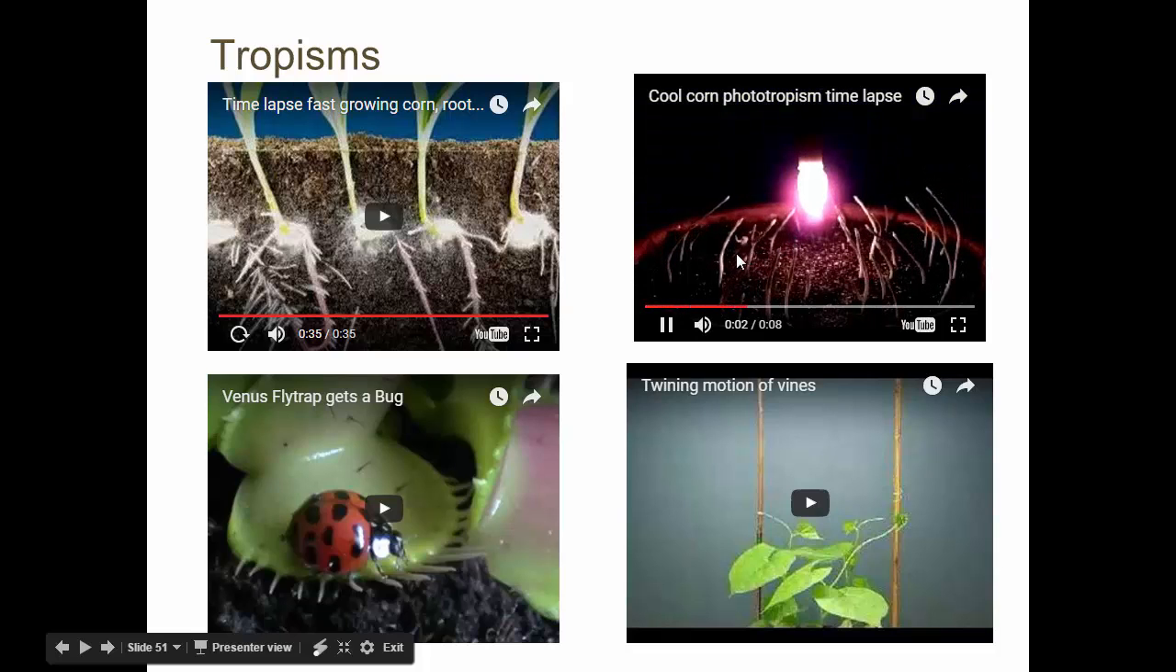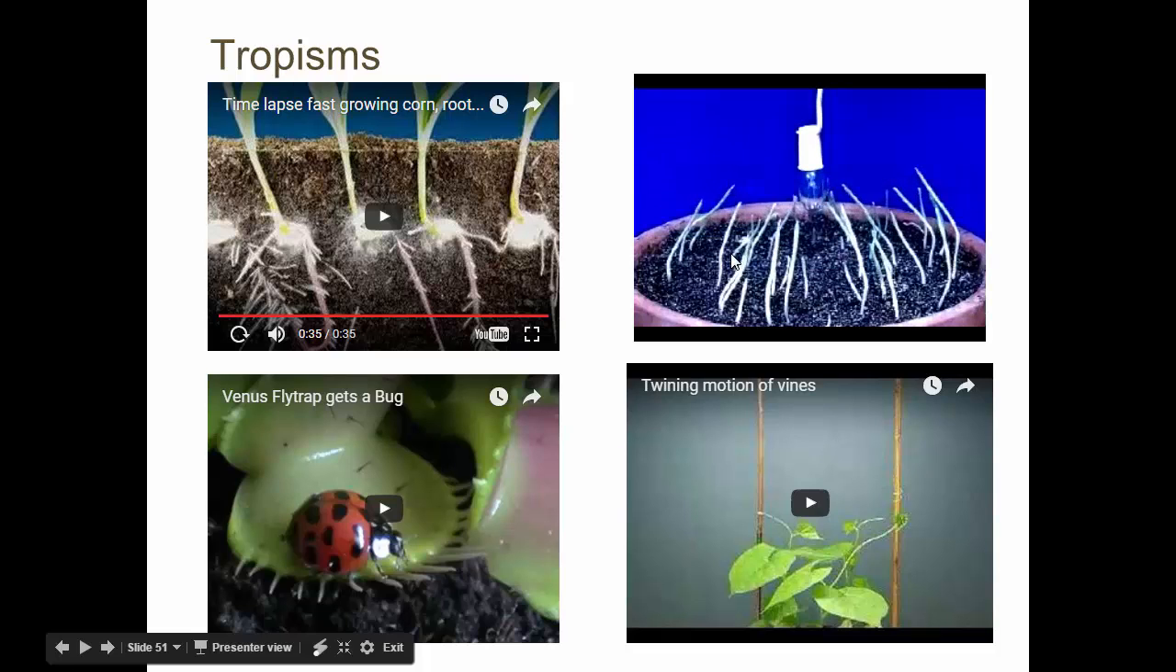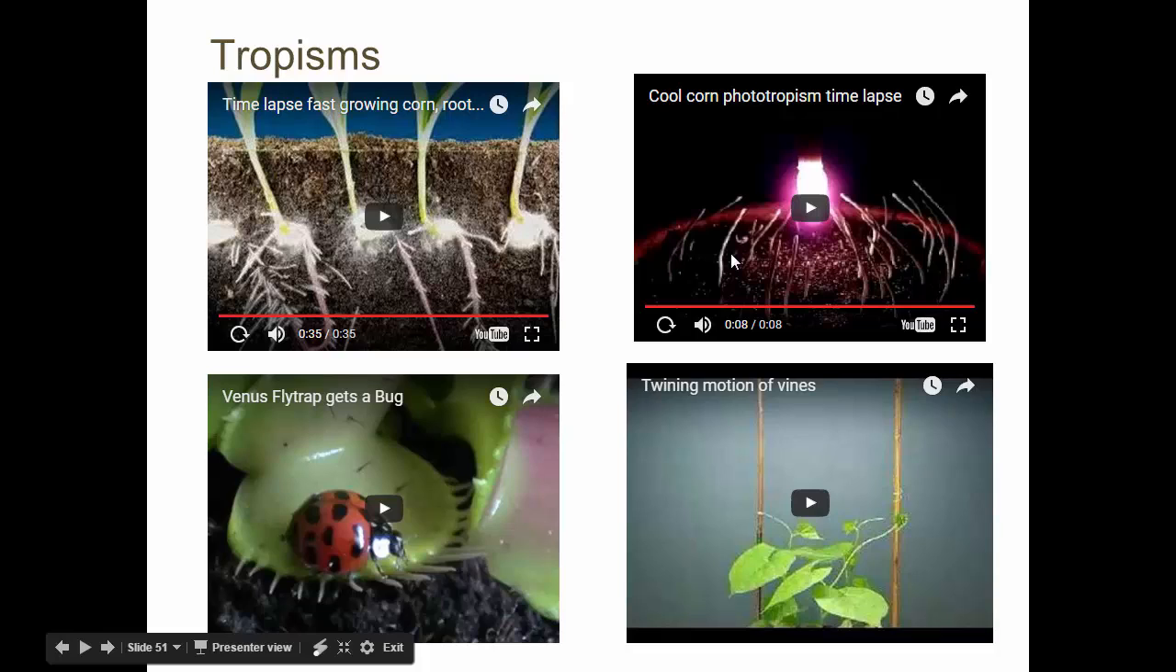Here you have what? Phototropism. There's only one small light, and the plants are all going towards it. Then they turn on the overall light in the room and they start to grow straight.